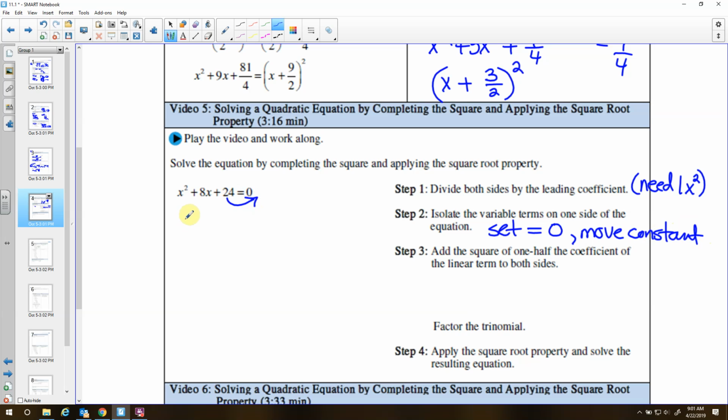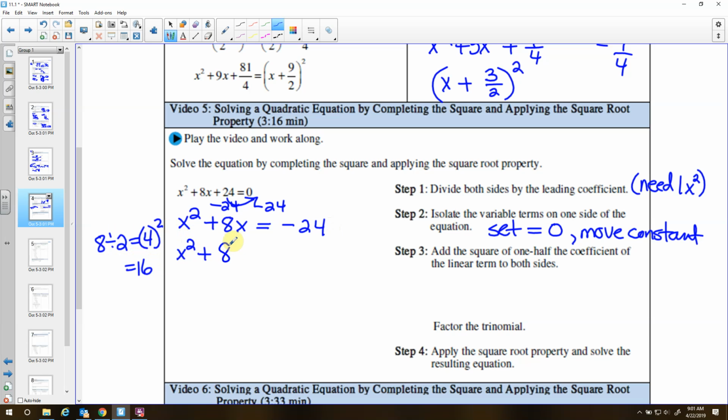So I need to move the 24 over. So x squared, I'm going to subtract 24. x squared plus 8x equals negative 24. Okay, move the constant over. Now, I'm going to take half of the middle term, that equals 4, and square it, so that equals 16.